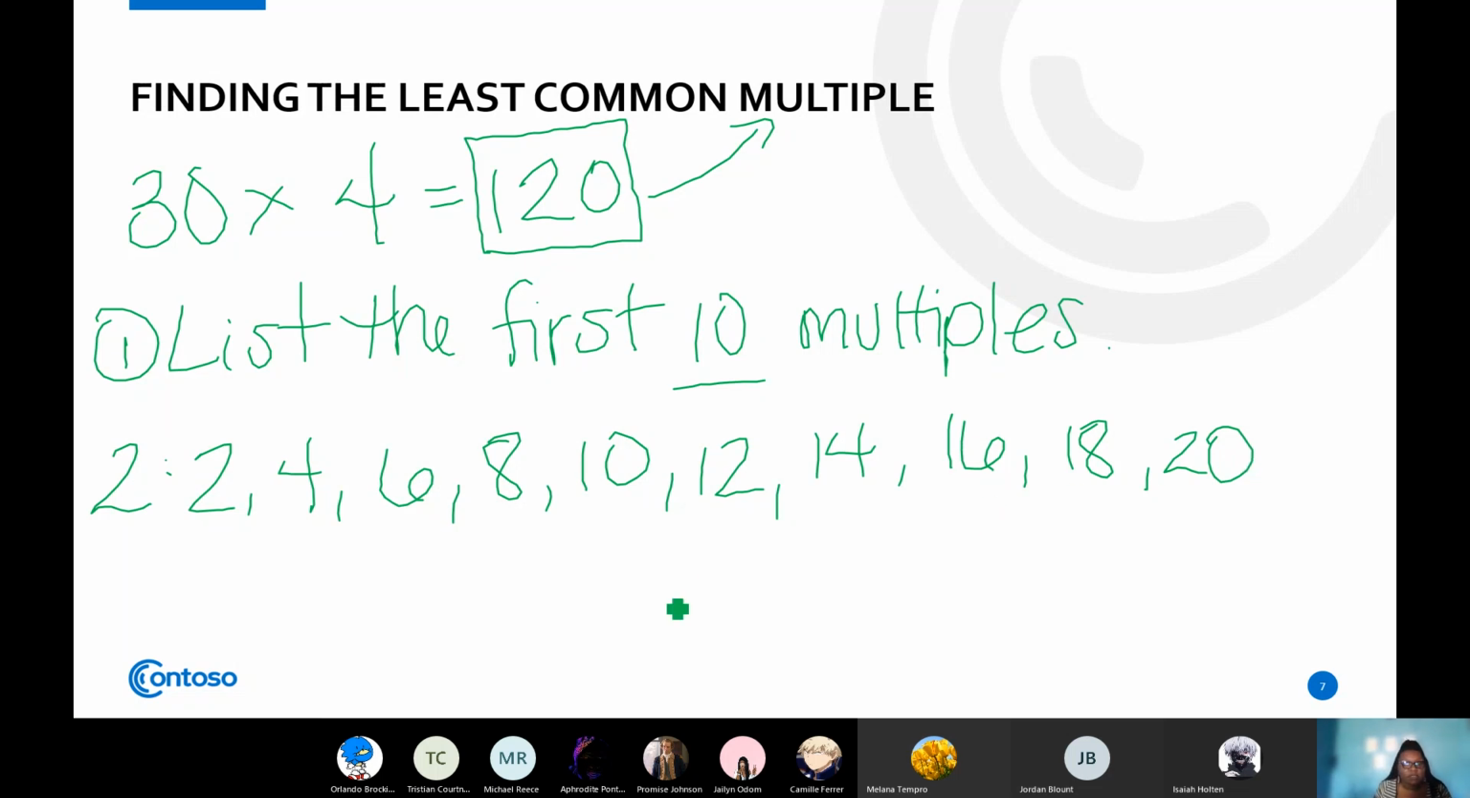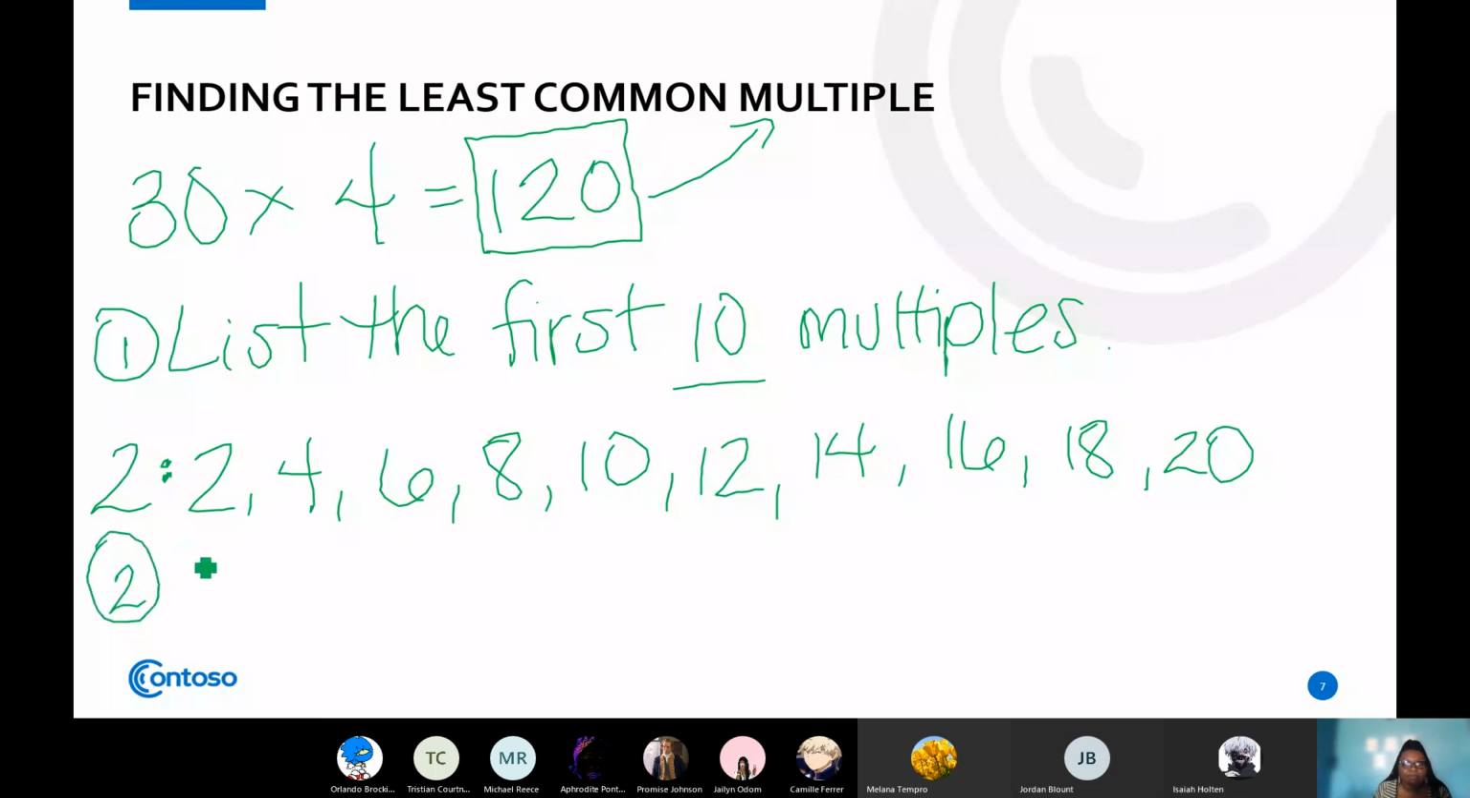In other words, what I just listed here was 2 times 1 is 2. 2 times 2 is 4. And so I listed all of my multiples of 2, the first 10, okay? So after I've listed my first 10 multiples, anything Miss Neville's writing down, you also want to write down.